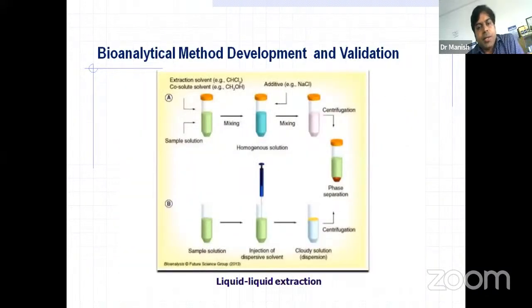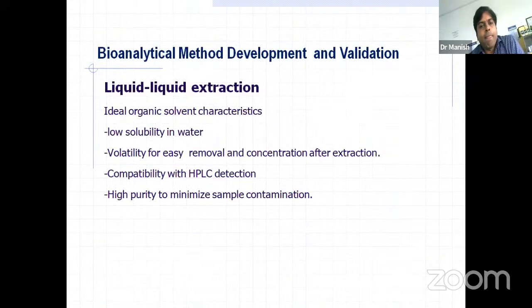So this is the image of liquid extraction. The ideal characteristics of the solvent employed in LLE are that it should have low solubility with water, should be highly volatile, should be compatible with HPLC detection, and the purity should be very high, and it should not cause any contamination to the sample. So these are the ideal characteristics of the solvent in LLE.